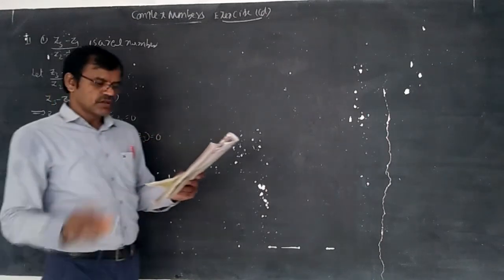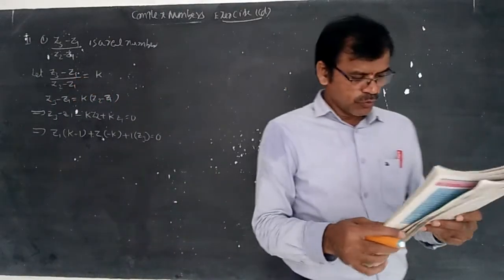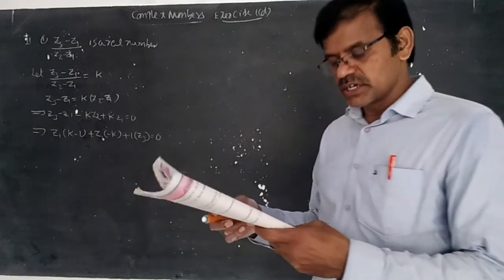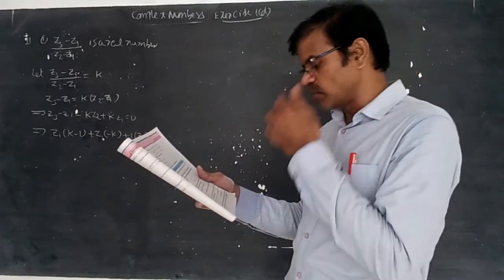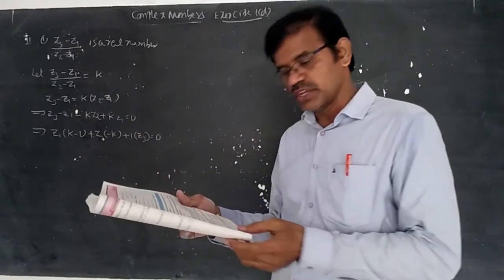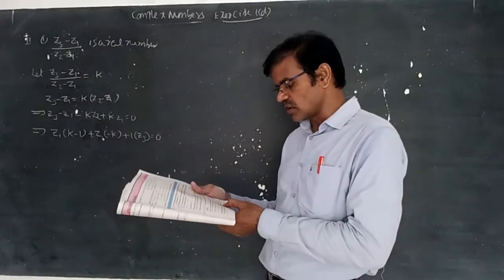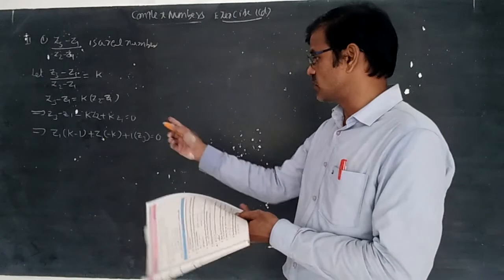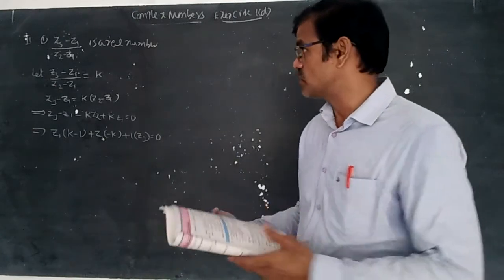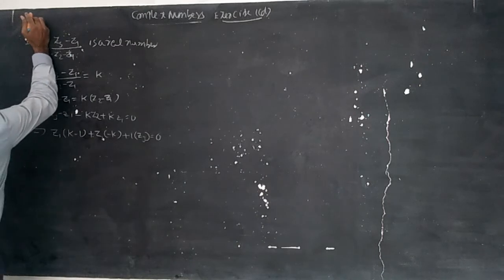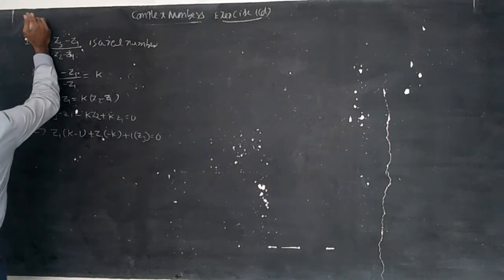So this is linked with the fourth question. In the fourth question you read: show that the points in the Argand diagram represented by the complex numbers Z1, Z2, Z3 are collinear if and only if there exist three real numbers P, Q, R, not all 0, satisfying PZ1 plus QZ2 plus RZ3 equal to 0. So let us discuss the fourth question.